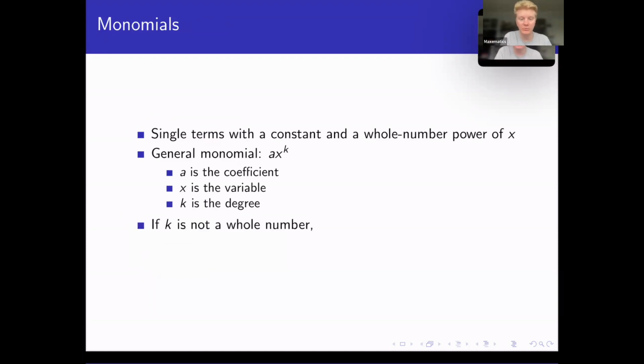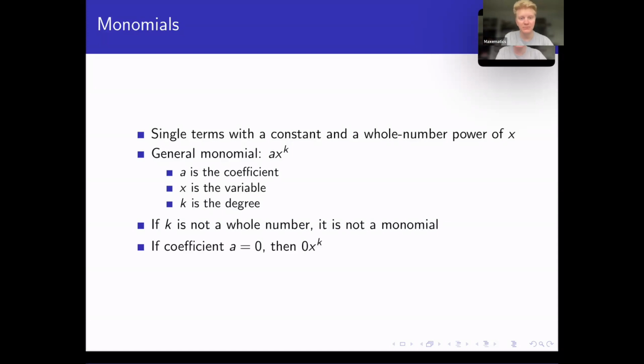If k is not a whole number, it's not a monomial, period. So we're only going to talk about monomials or terms that have whole number powers. So if it's like 4/3 as a power or square root of 2 as a power, we don't classify it as a monomial.